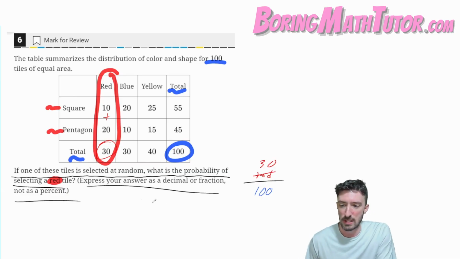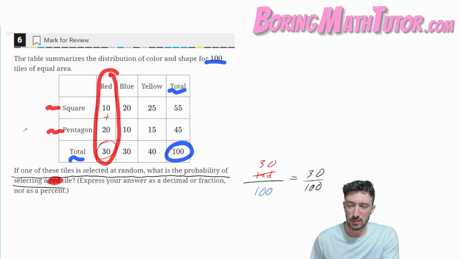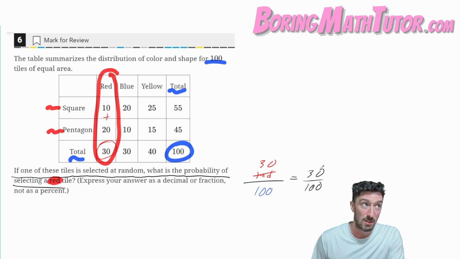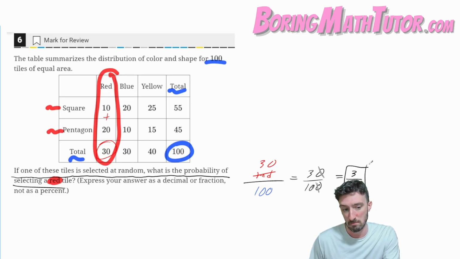Express your answer as a decimal or a fraction. Okay, well, 30 over 100, I'm not sure if that's going to fit in the answer choice space that I'm given, so let's just cross out these zeros and call it 3 over 10.